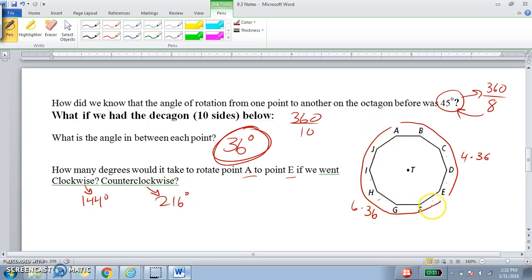Another way to figure out that second part, once you've figured out the first part, is if this is 144, I know that the whole circle is going to add up to 360, so I could just take 360 and subtract this piece that I already know to get this piece that I need.